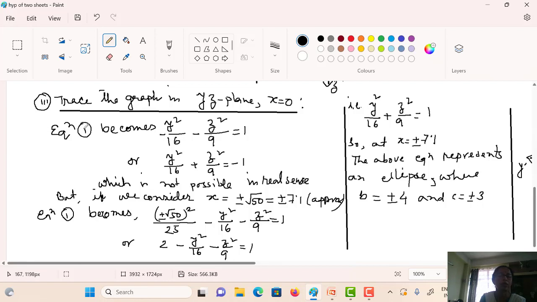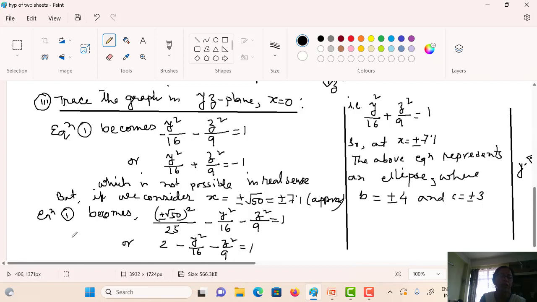So equation 1 becomes minus y square by 16 minus z square by 9 equal to 1. So we can write this as plus y square by 16 plus z square by 9 equal to minus 1. Okay, which is not possible in real sense, because this figure is positive, this figure is also positive, and the sum of these two positive figures cannot be negative. So in real sense we cannot find any graph for this equation.